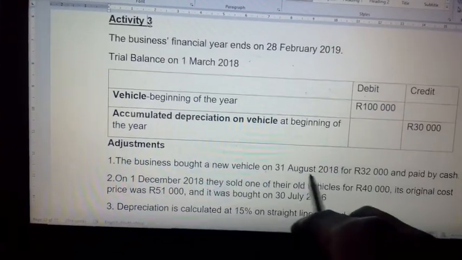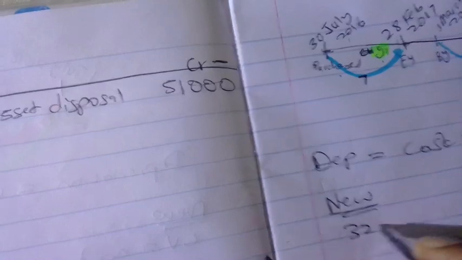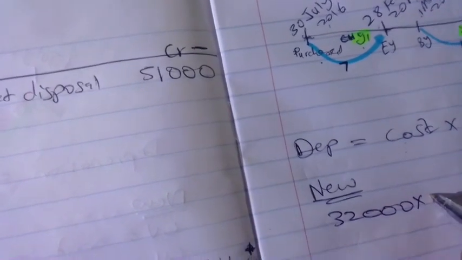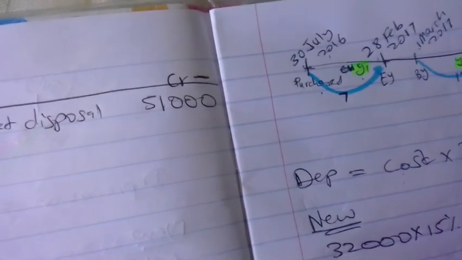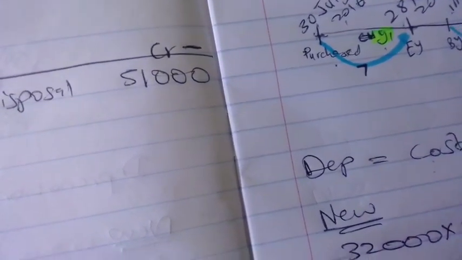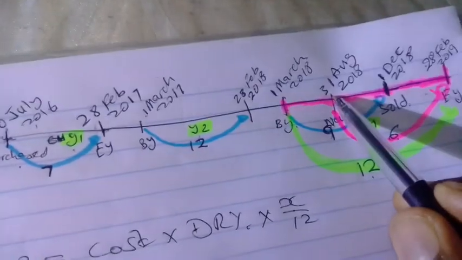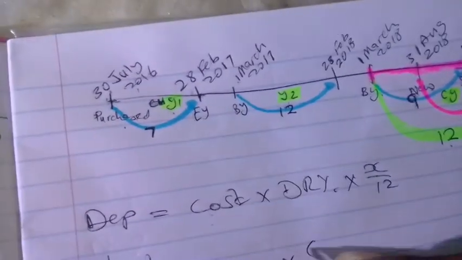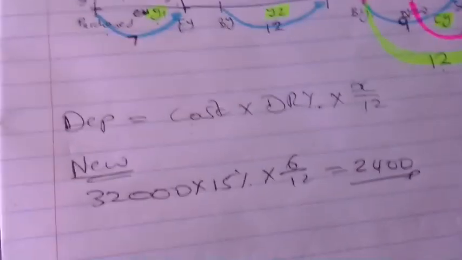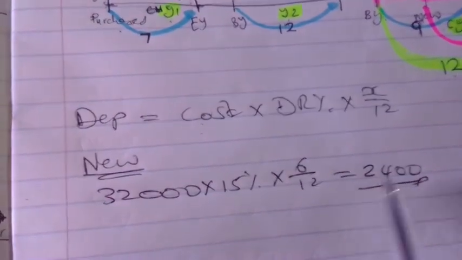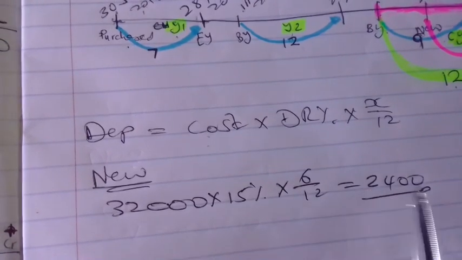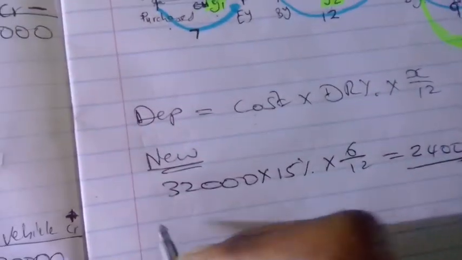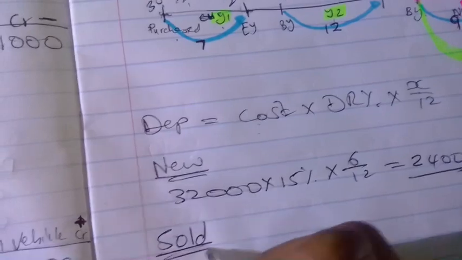It was bought on the 1 August for 32,000, which is our cost. So you're going to say 32,000 multiplied by the depreciation rate of 15%, multiplied by x. How many months did this new asset spend? It was inside the business from 31 August until 28 February, for 6 months. So depreciation for the new asset was just this amount, 2,400. Now we're going to go for depreciation for the sold asset.